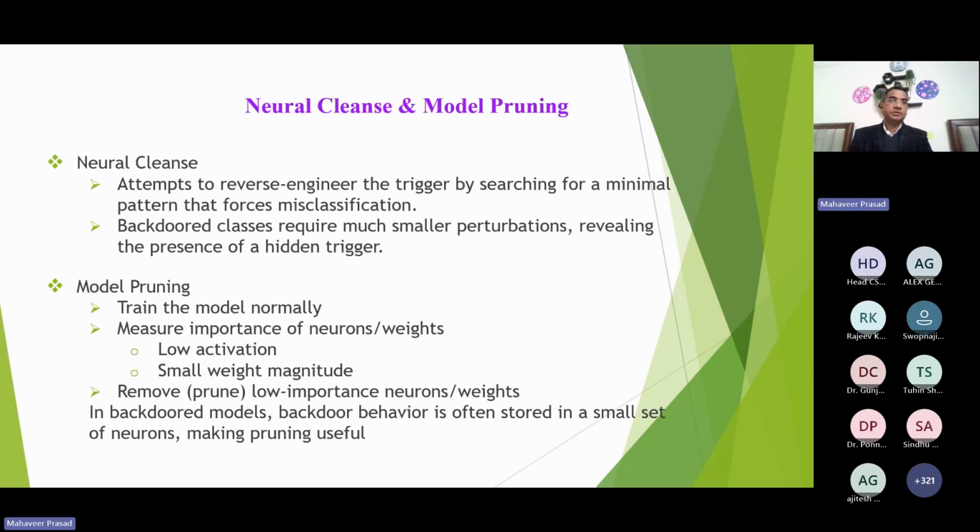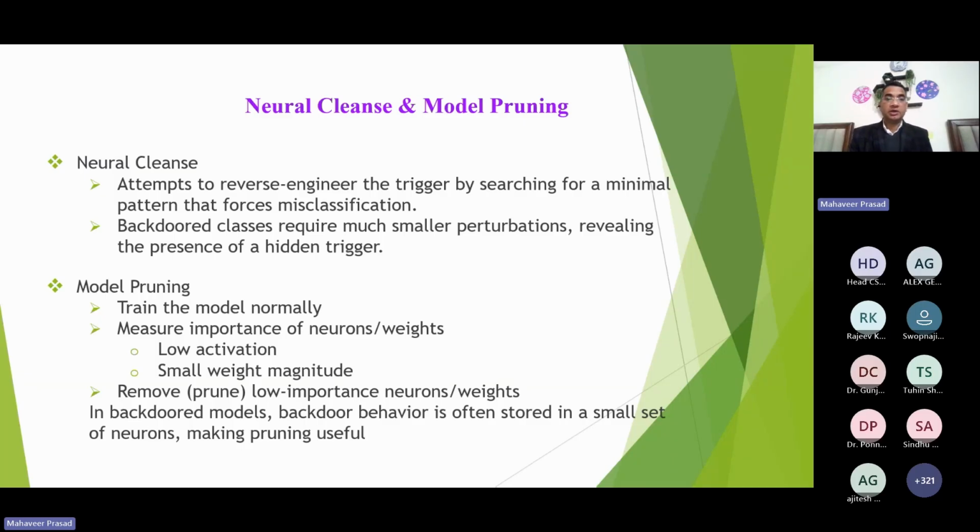Neural cleanse and model pruning. So neural cleanse attempts to reverse engineer the trigger by searching for a minimal pattern that causes misclassification. Backdoor classes require much smaller perturbations, revealing the presence of a hidden trigger. Model pruning: train the model normally. Measure importance of neurons and weights, low activation and small weight magnitude. Then prune the low importance neurons or weights. We can remove those.